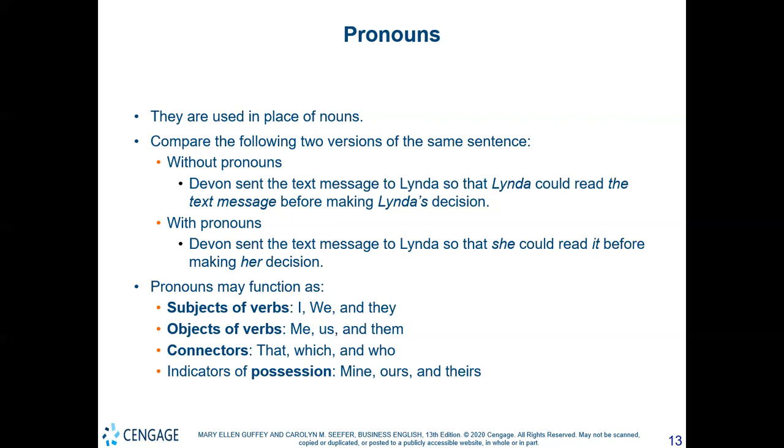Pronouns may function as subjects of verbs: I, we, and they. Objects of verbs: me, us, and them. Connectors: that, which, and who. Indicators of possession: mine, ours, and theirs.